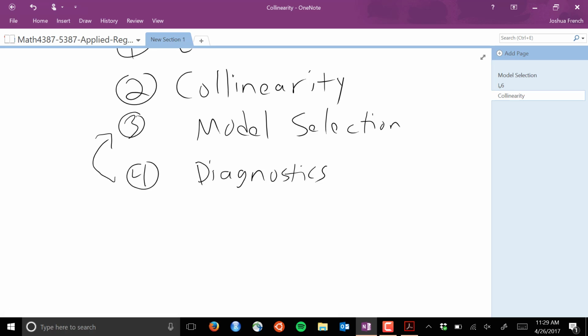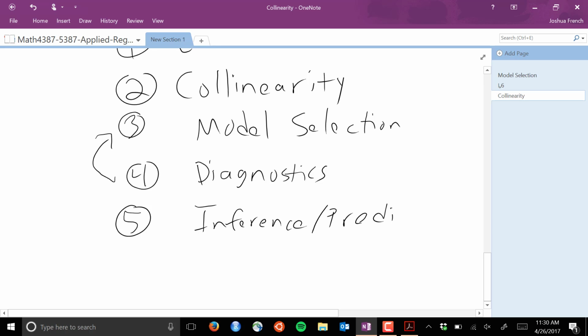And after you do model selection and assuming that your regression diagnostics come back okay, that's when you're going to start making inference, doing things like prediction, and making interpretation for your regression model.